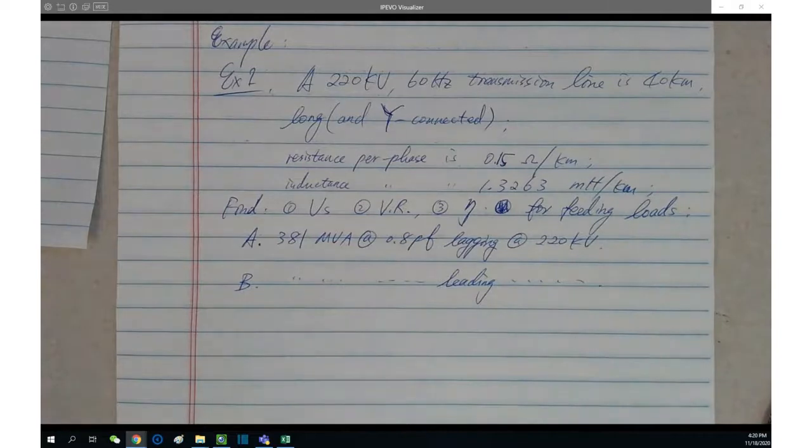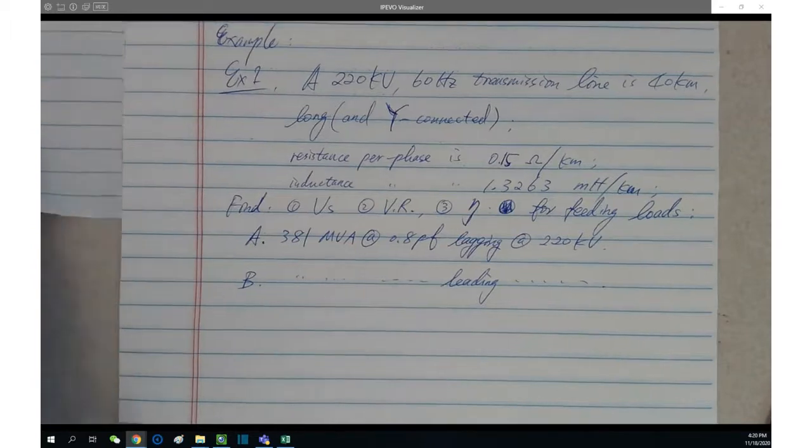Give you guys a little bit of time to copy the problem, and then let's read the problem and try to understand what is really given.